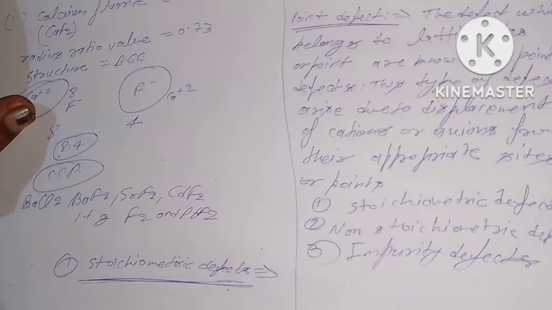Two types of defect may be observed in stoichiometric defects: Schottky defects and Frenkel defects.